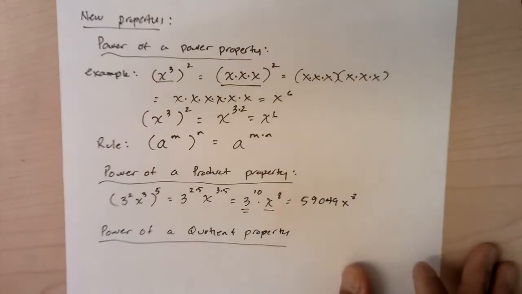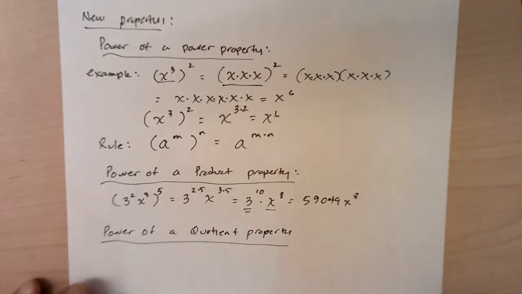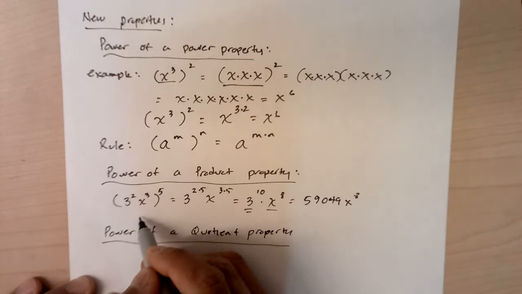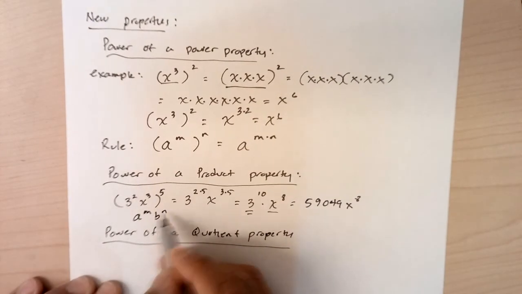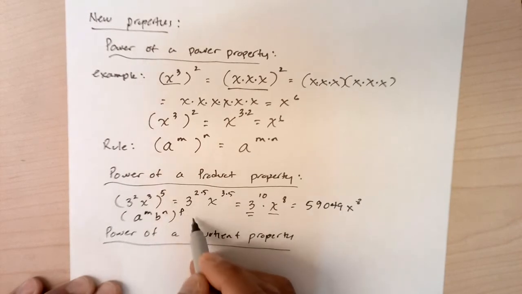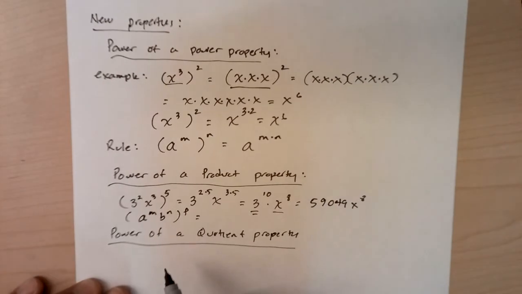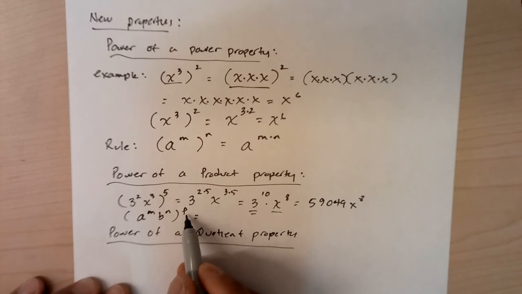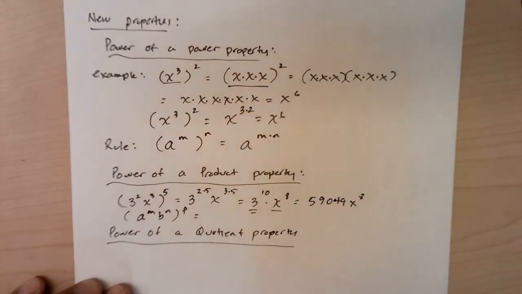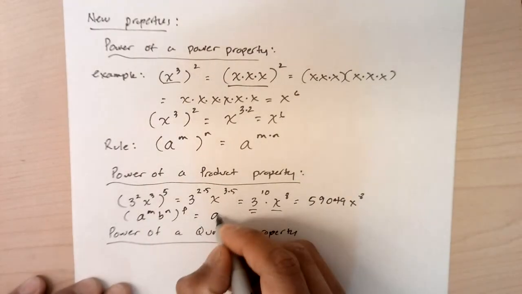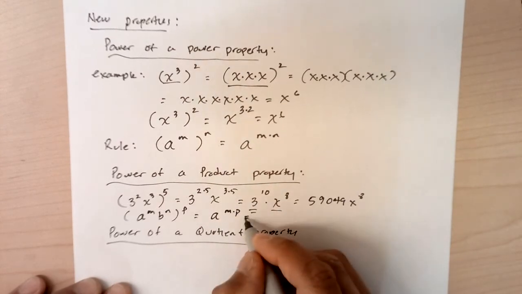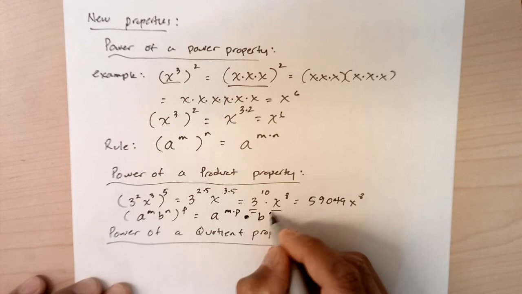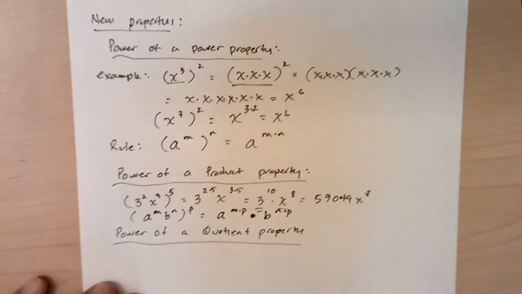And then before we go over the last property, just in general, because I used a specific example, if I have a to the m times b to the n power, all raised to the p power, that's the power of a product. Just multiply the exponent outside the parentheses by each exponent inside the parentheses. A to the m times p, that would just be mp, times b to the n times p power.